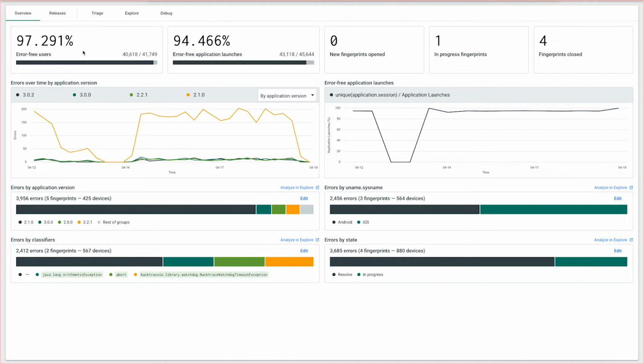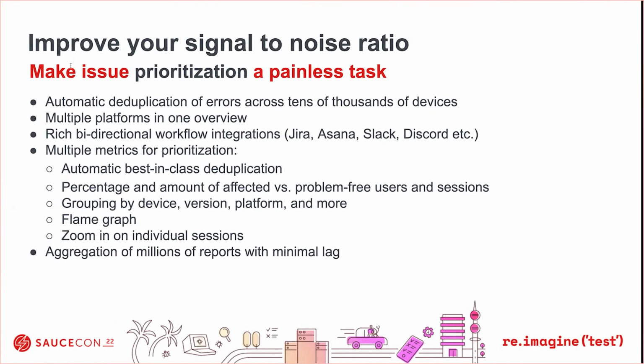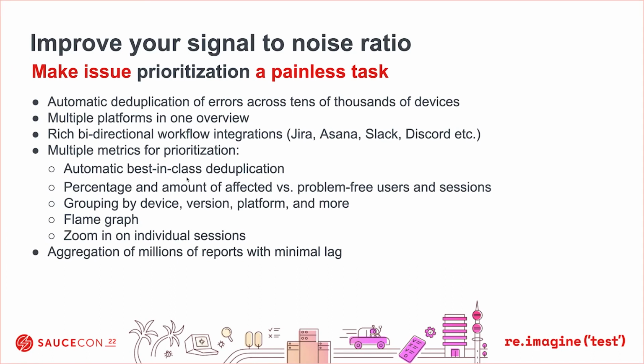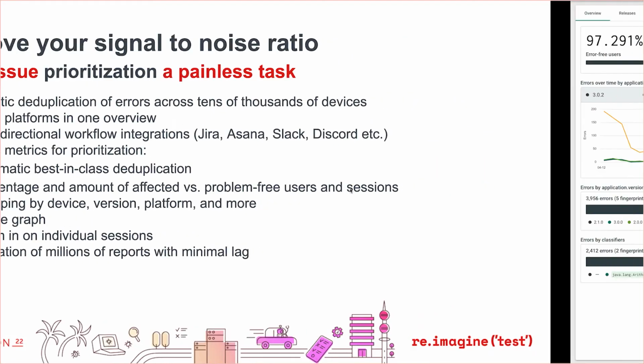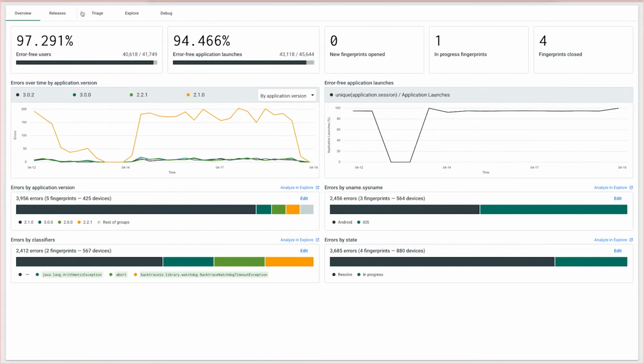97% of the users are actually error-free. So by and large, my app looks pretty healthy, except this 2.10 version. There's something funky going on, right? So the amount of affected versus problem-free users is really what we're talking about here.